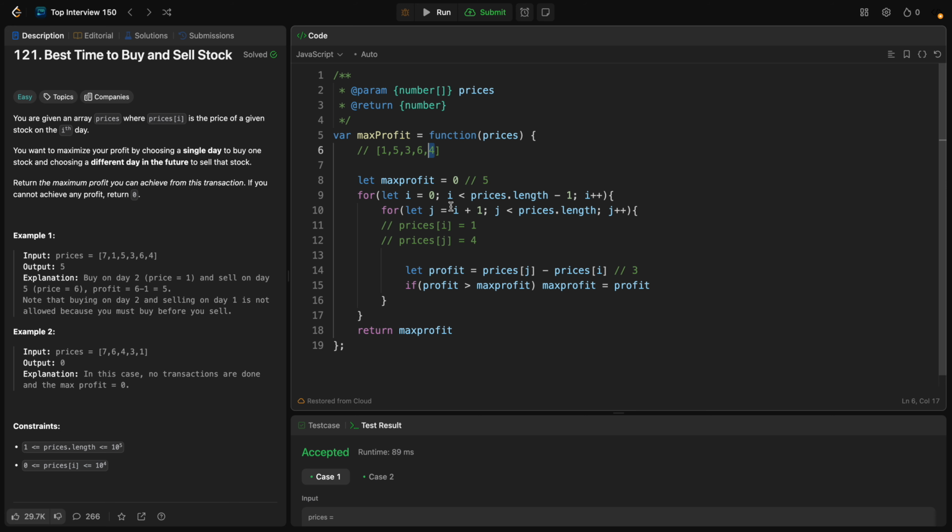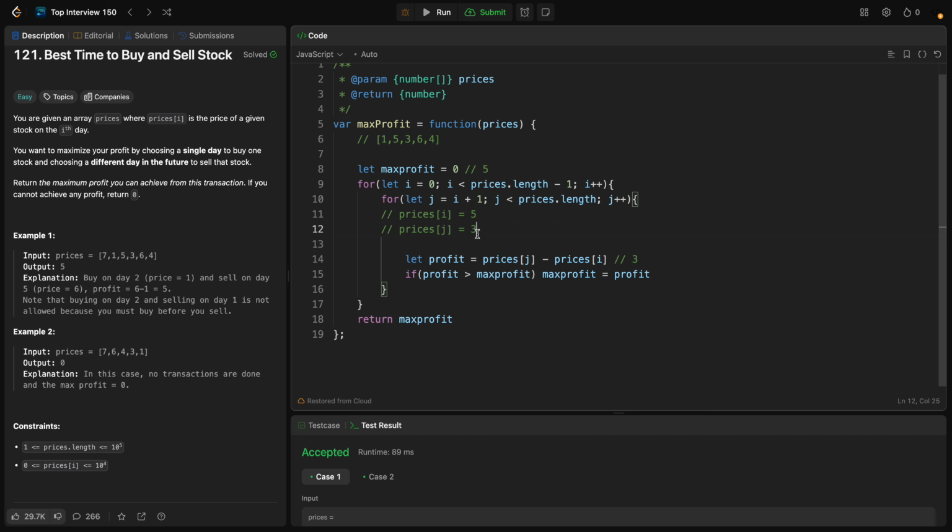And right now we reach the end. So we end this loop, and I will be equal to 1. So basically price of I will equal 2, and we start with price of J equals 5, and then the price of J will equal 3. There is no profit here, so we will have 6. Max profit will not be bigger. So we continue with 6, and the profit will be 4, and that is not bigger than 5. So we continue again.